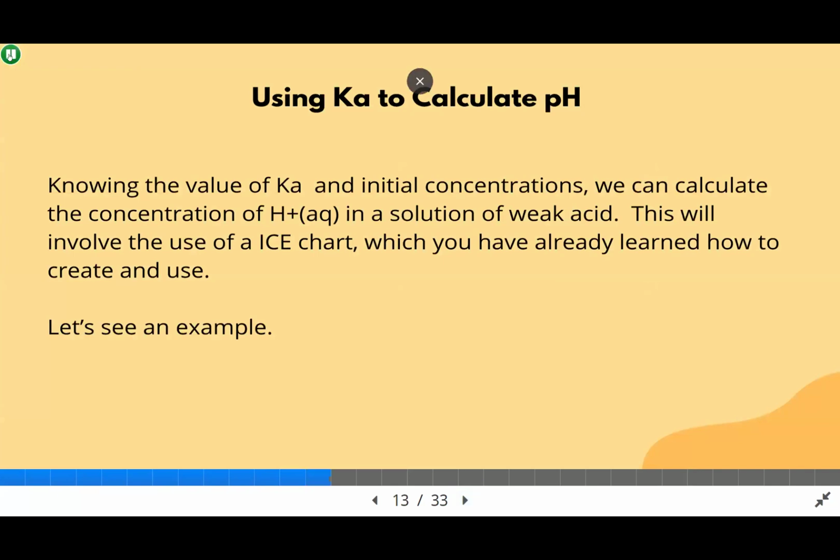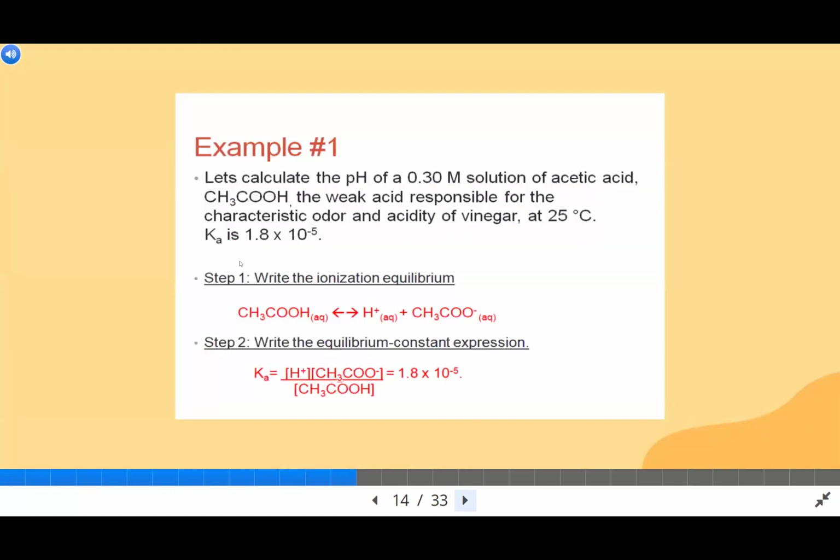We can also use our Ka to calculate pH. Knowing the value of Ka plus your initial concentrations, we can calculate the concentration of H plus in a solution of weak acid using an ICE chart. So let's go through an example of that. Let's calculate the pH of a 0.3 molar solution of acetic acid, which is the weak acid responsible for the odor and acidity of vinegar, and the Ka of it is 1.8 times 10 to the negative 5.